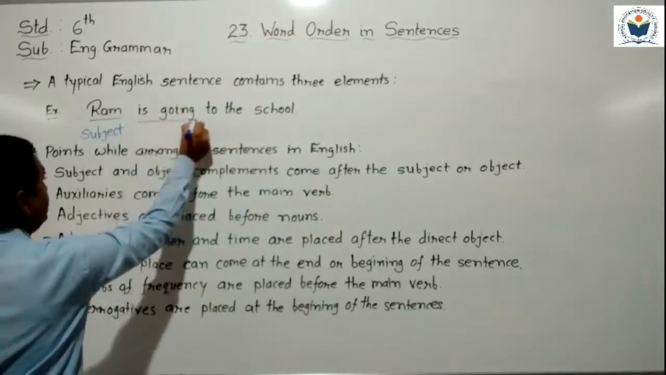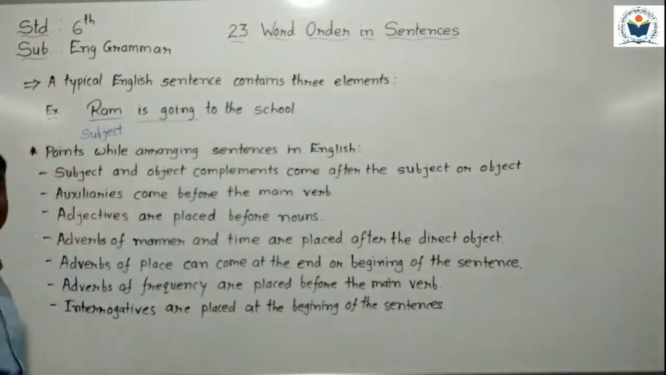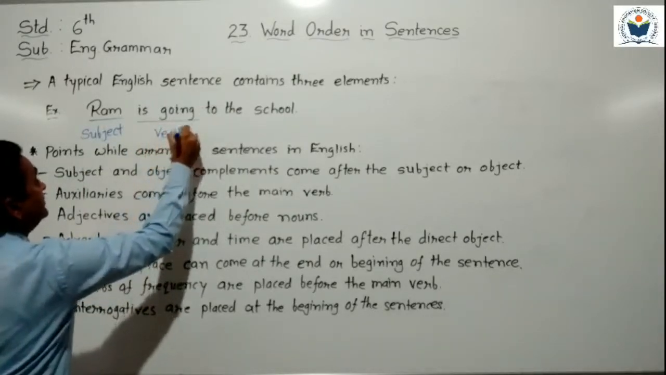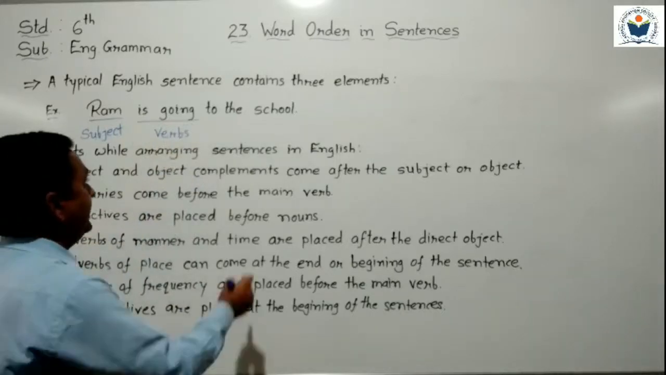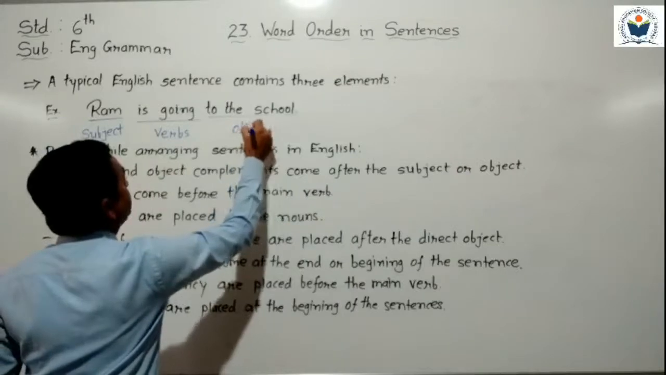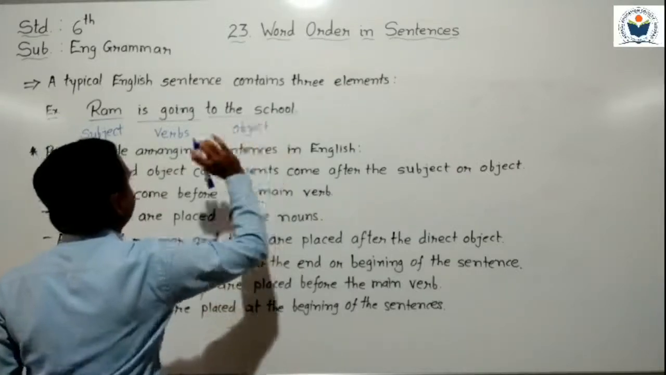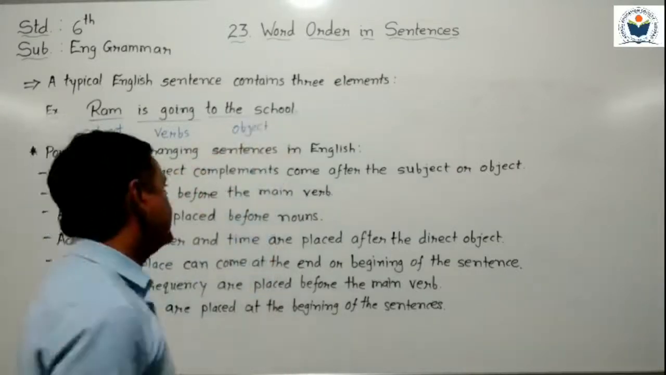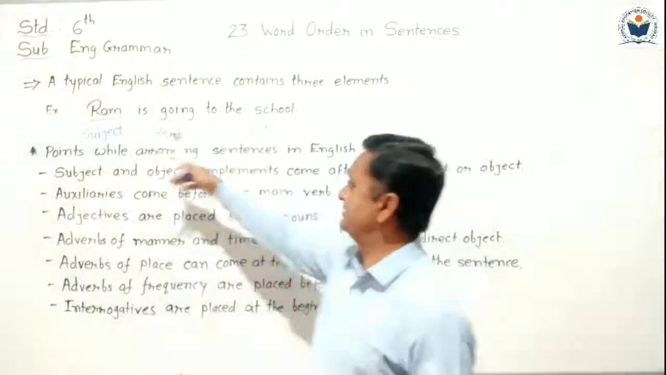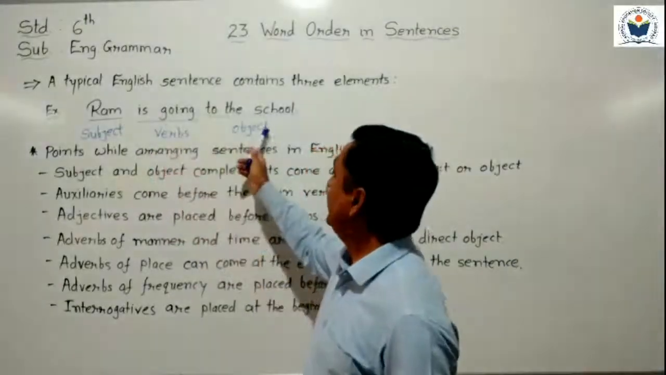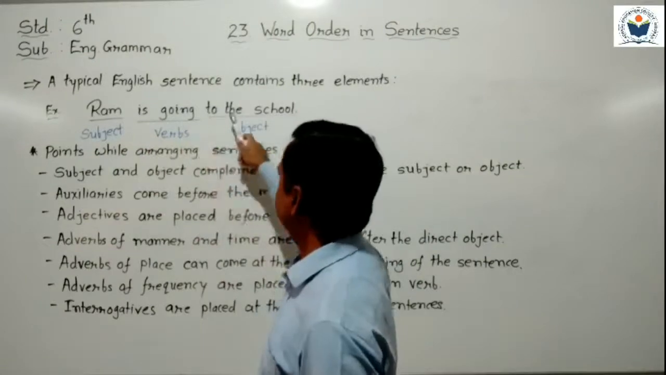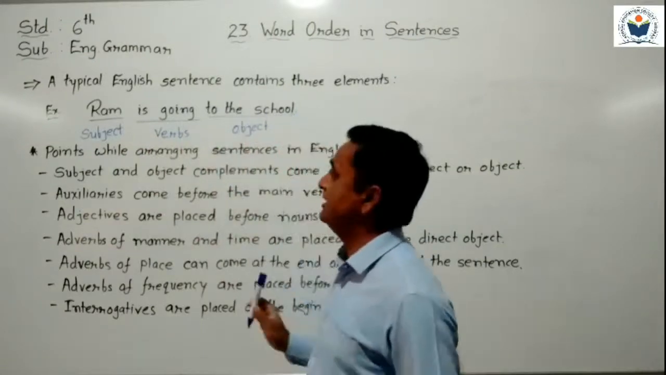Here, next, is going to is known as the verb. And to the school is known as the object here. So, students, every English sentence contains 3 elements: subject, verb, and object. Here, Ram is the subject, is going is the verb, and to the school is the object.